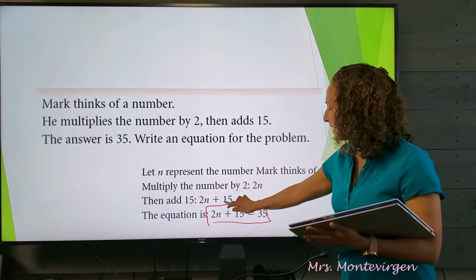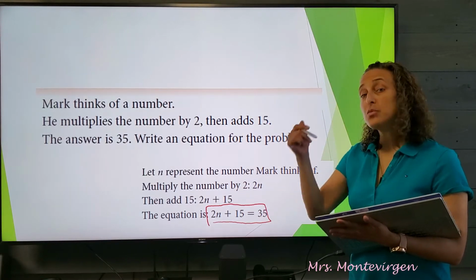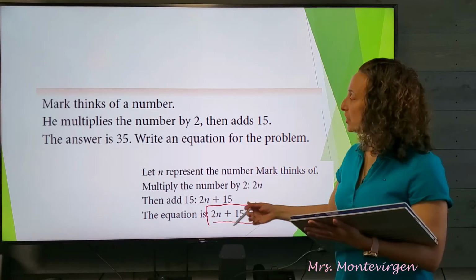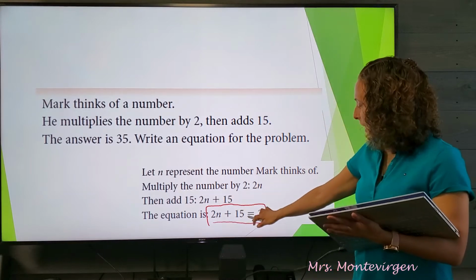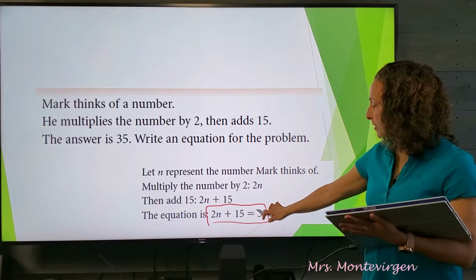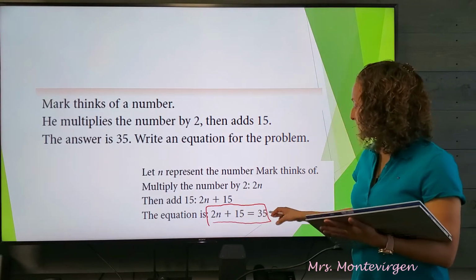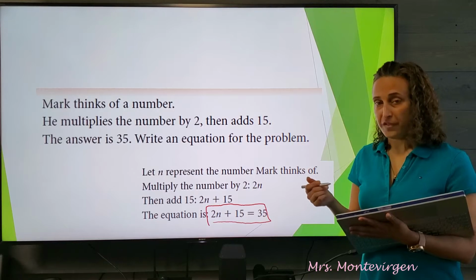So now I'm going to come down here. I'm going to have my 2n. I'm going to add 15. So now I have my algebraic expression. Now I'm going to turn it into an equation because I have this part here. The answer is 35. If I come down to the bottom, I have to put equals 35. And now I have my equation: 2n plus 15 equals 35. Now I want to make it very clear that we're not solving for n right now.